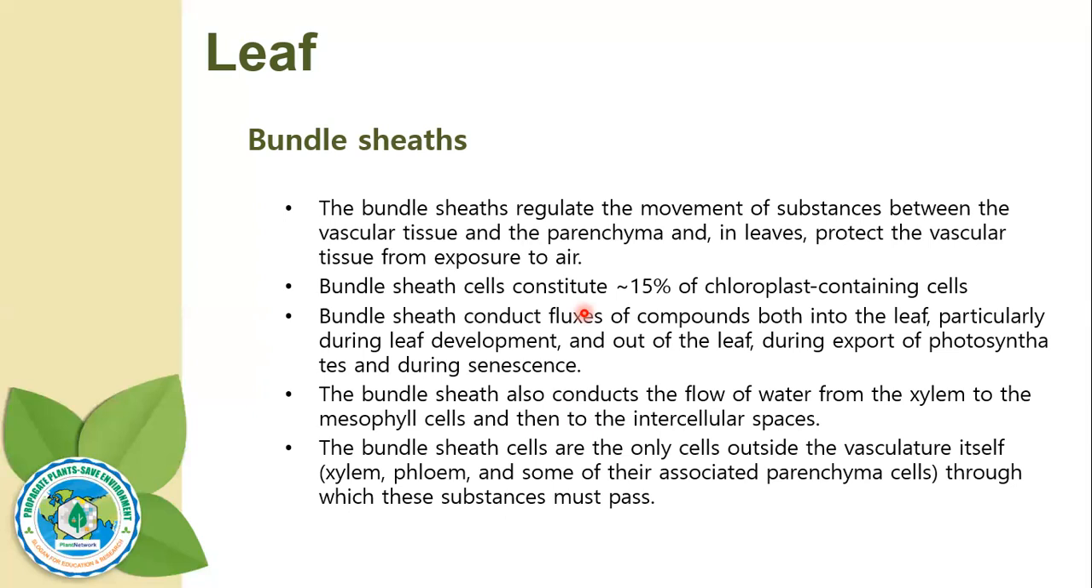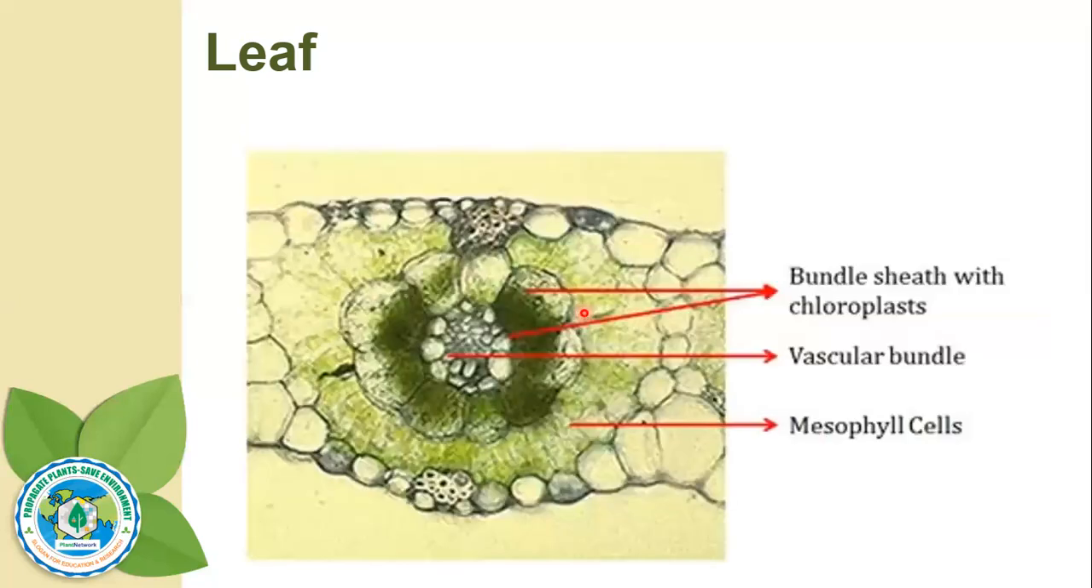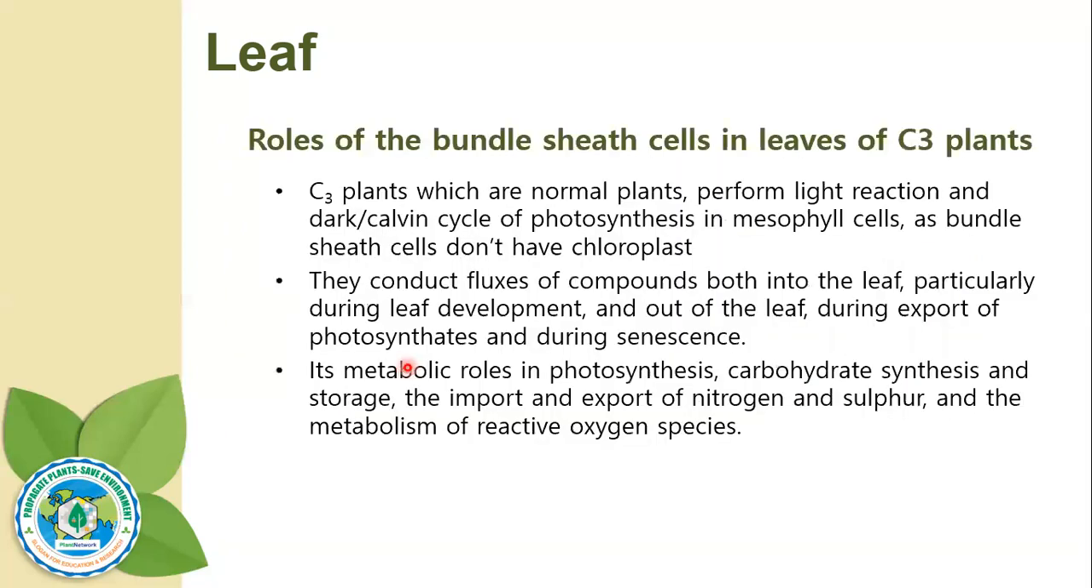The bundle sheath cells are the only cells outside the vasculature itself, which is known as the xylem, phloem, and some of the associated parenchyma cells, through which these substances must pass. This photograph shows the bundle sheath present, green in color, surrounding the vascular bundle. This bundle sheath cell is present in both C3 and C4 plants as well.